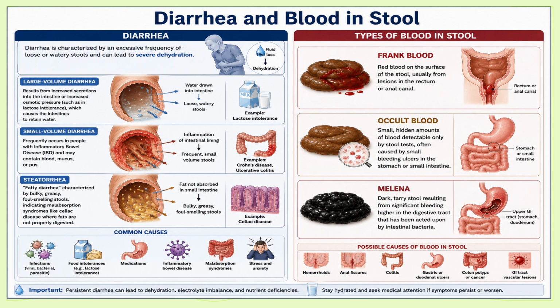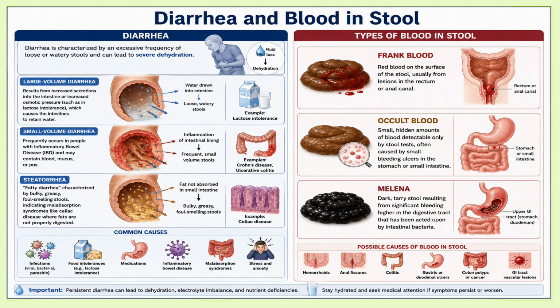Now, occult blood refers to small hidden amounts of blood. It's hidden, occult, right? They aren't visible to the eye, but they're detectable. You can detect them through stool tests, such as a Guaiac test. We basically take a sample of the stool, put it on a card, then put a solution on there, and if it turns a certain color, that's positive. These days it's not a very common practice; we usually just send the sample to the lab. This is often caused by small bleeding ulcers in the stomach or small intestines, which is not a good thing.